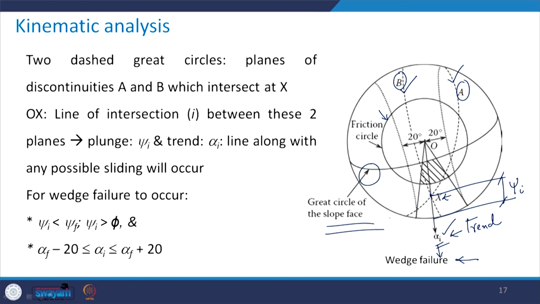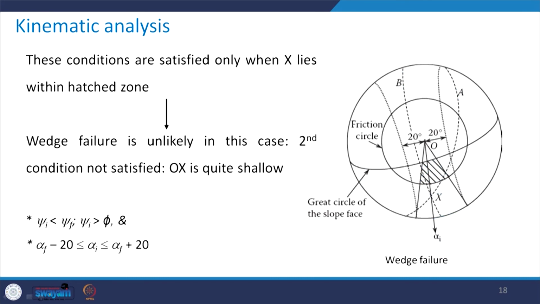Now, once again, as we did in case of the plane failure, for all these three conditions to be satisfied, the line of intersection must lie within this hashed zone. See how? Take a look here. The first condition says that psi i must be less than psi f. So, let us see how it is.